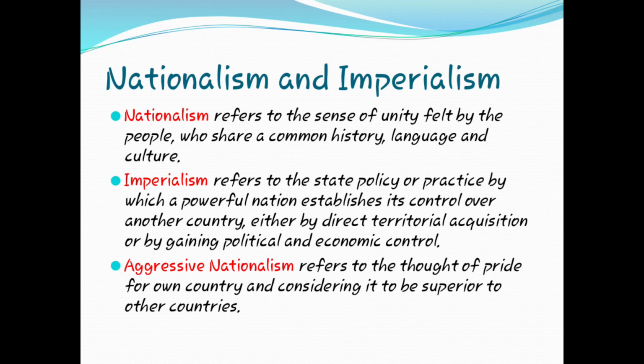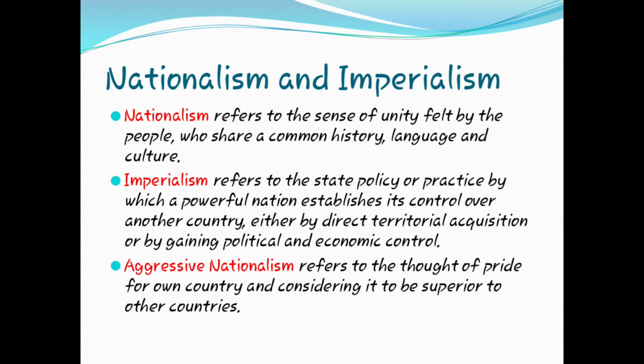Now, Austria and the Balkan states like Serbia, they all wanted their fellow nationals who lived in other states to also come together and form a greater Balkan state. Now, these countries developed their expansionist policies in the name of nationalism. Military strength became synonymous with national prestige, and every country now began to increase its military power. So, nationalism or aggressive nationalism led to something known as imperialism.